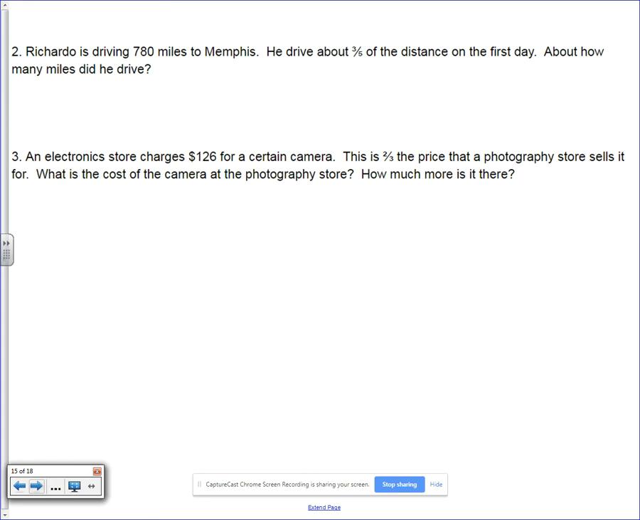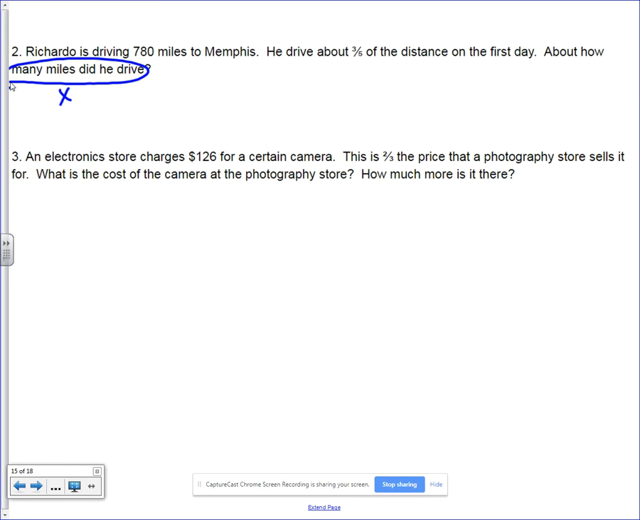Ricardo is driving 780 miles to Memphis. He drove about 3/5 of that distance on the first day. About how many miles did he drive? Okay, so I'm trying to find how many miles he drove on that first day. Okay, let's call that X.